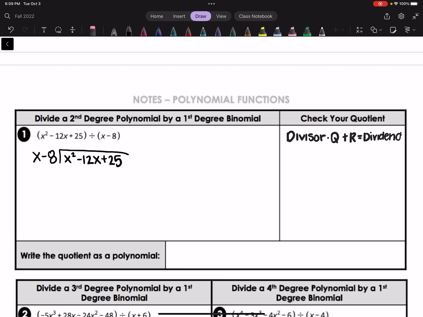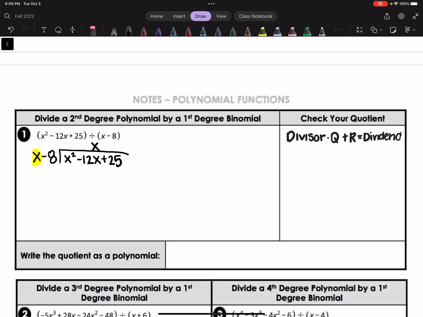So my first step in polynomial long division is I'm going to take the leading term of my divisor, my x, and I'm going to divide it into the leading term of my dividend, which is x squared. So x squared divided by x gives me an x. I'm going to write my x above my negative 12x in my dividend just to make sure that my work is aligned.